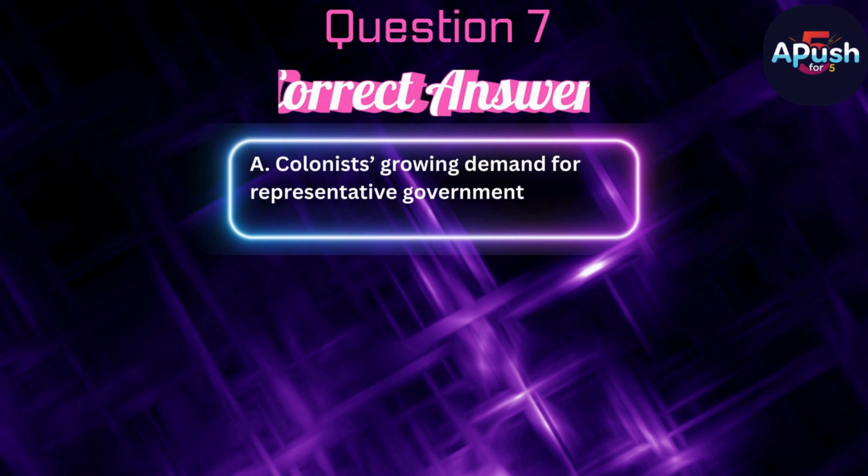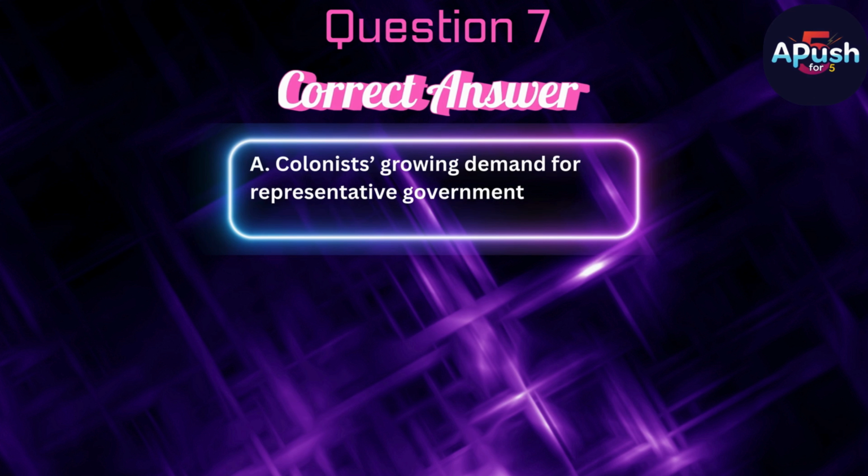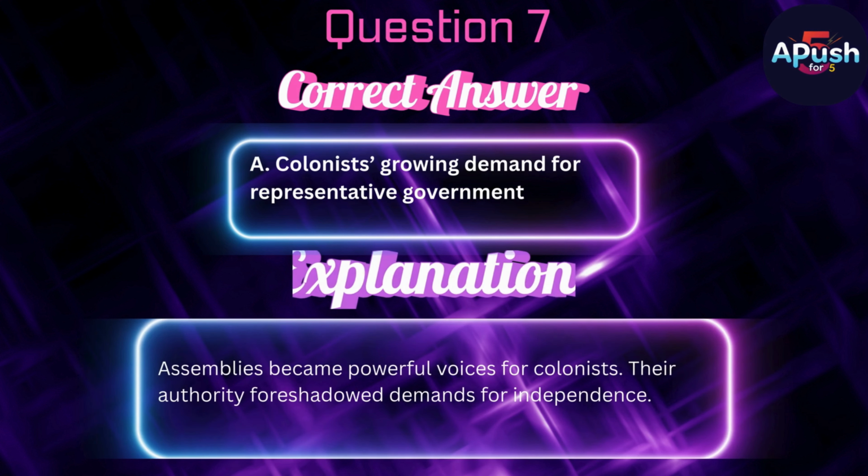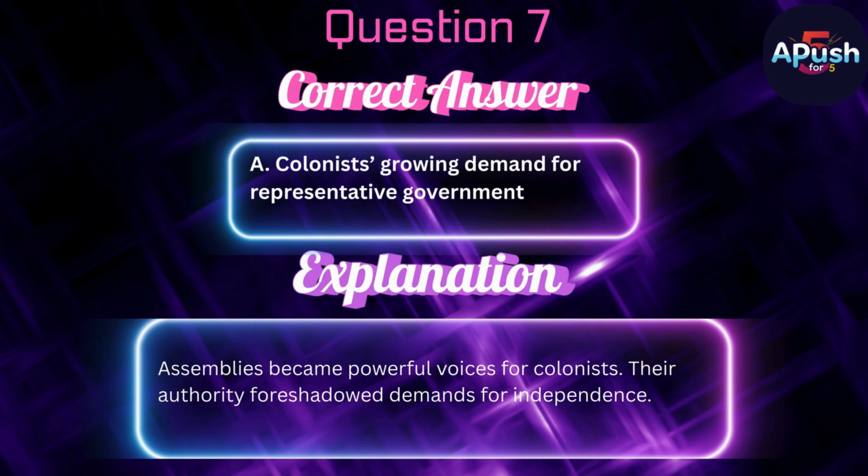The correct answer is A. Colonists' growing demand for representative government. Assemblies became powerful voices for colonists. Their authority foreshadowed demands for independence.